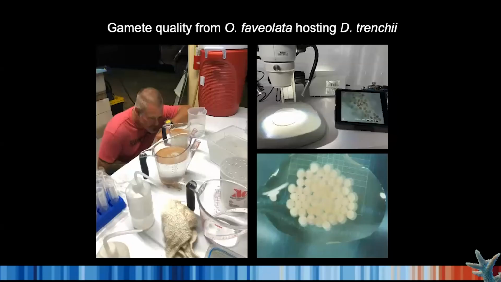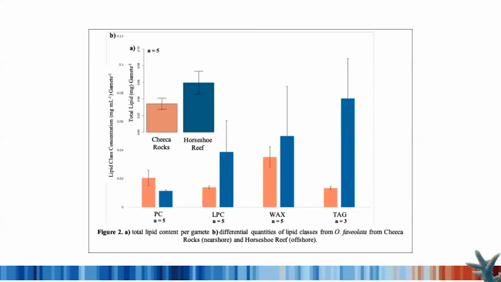One of the things I'll be doing next month is looking at the gamete quality from Faviolata from parent colonies that host Trenchii. So the one trade-off that I found was reduced calcification. We've got some preliminary evidence that the gametes that come from parent colonies that are dominated by Trenchii have a less optimal lipid profile. So obviously lipids are the stores for the egg, for the planula.